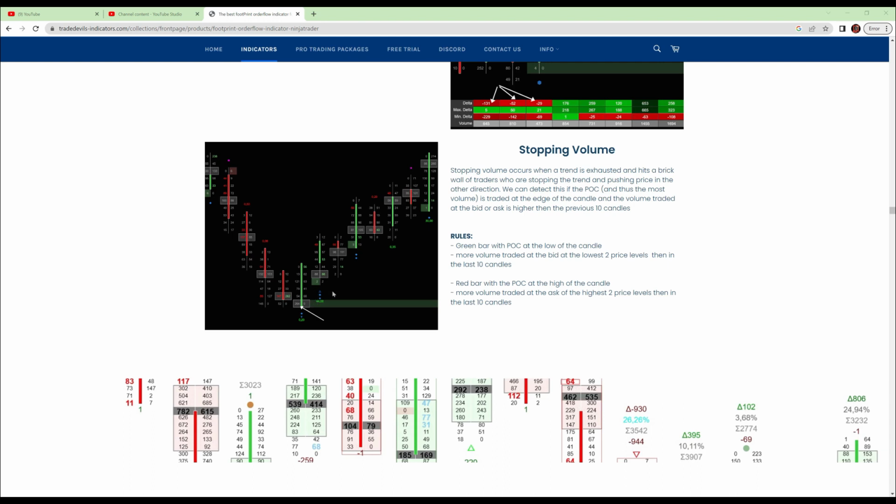So in this case, with the green bar, it would be with the POC at the low of the bar, and then the most volume traded at the bid at the lowest two price levels within the last two candles, right? So here we're just seeing it. This will get easier, of course, vice versa on a red. Let me show you on a chart.